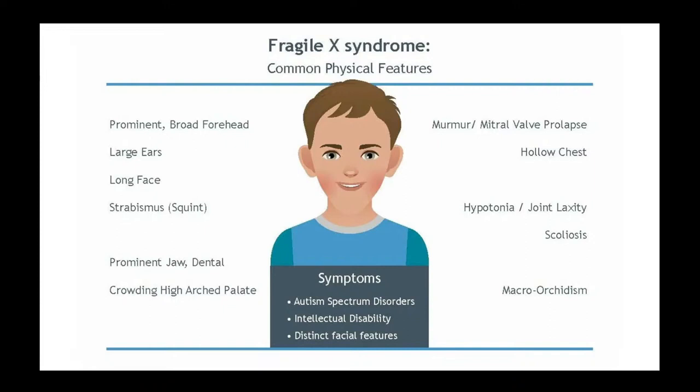The common physical features of this syndrome are prominent broad forehead, large ears, long face, mental retardation, mitral valve prolapse with murmur, hollow chest, hypotonia, scoliosis, and in males macroorchidism. Plus mental retardation, which can be autism spectrum disorders, intellectual disability, distinct facial features.